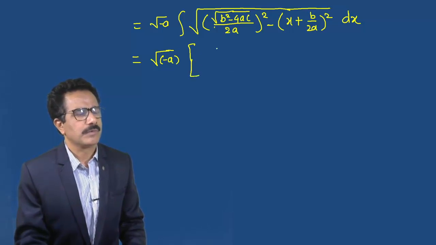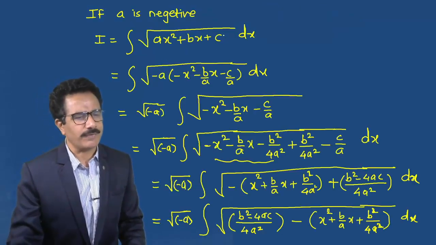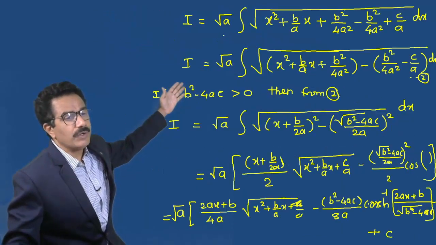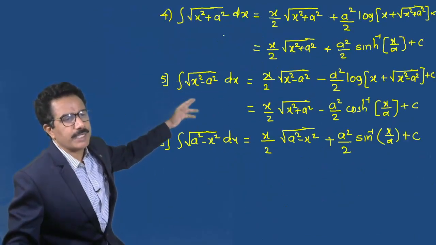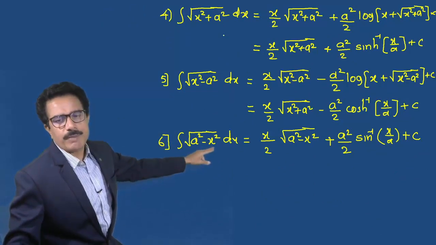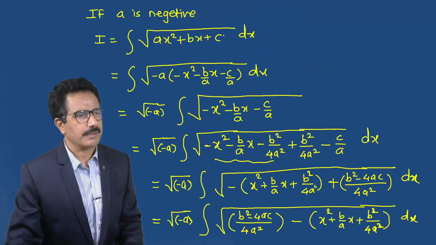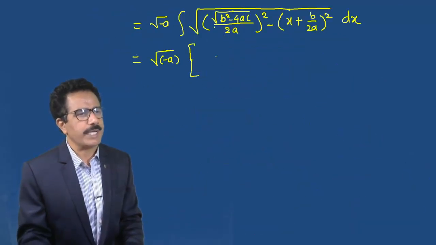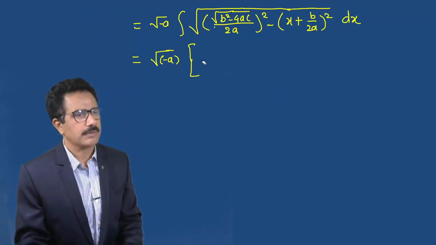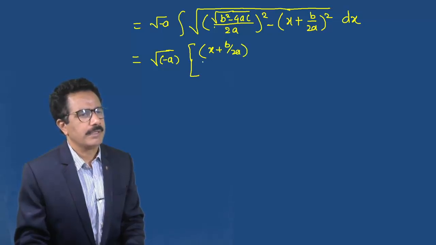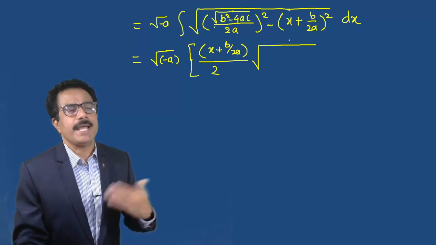Use the x square minus a square formula. What is the formula for a square minus x square? Then we know that the formula for a square minus x square is x by 2 root a square minus x square. So we have to use x by 2 root, where x means b by 2a, into root x square minus a square.